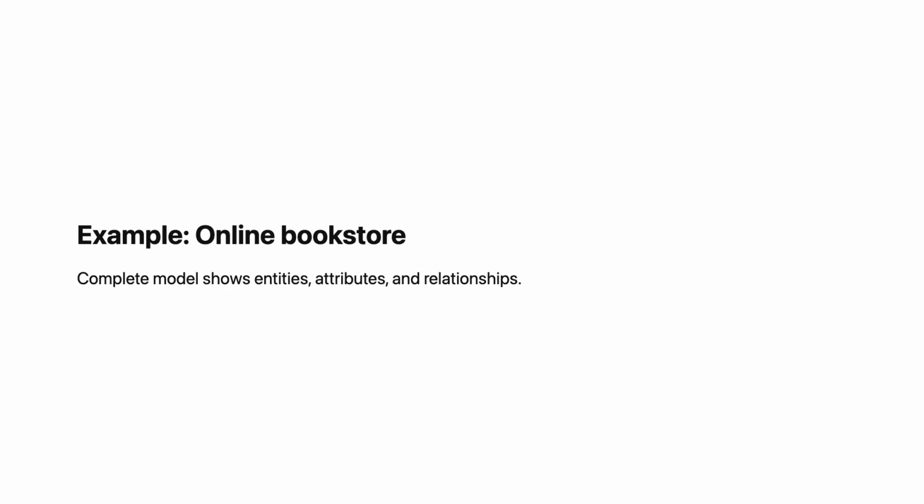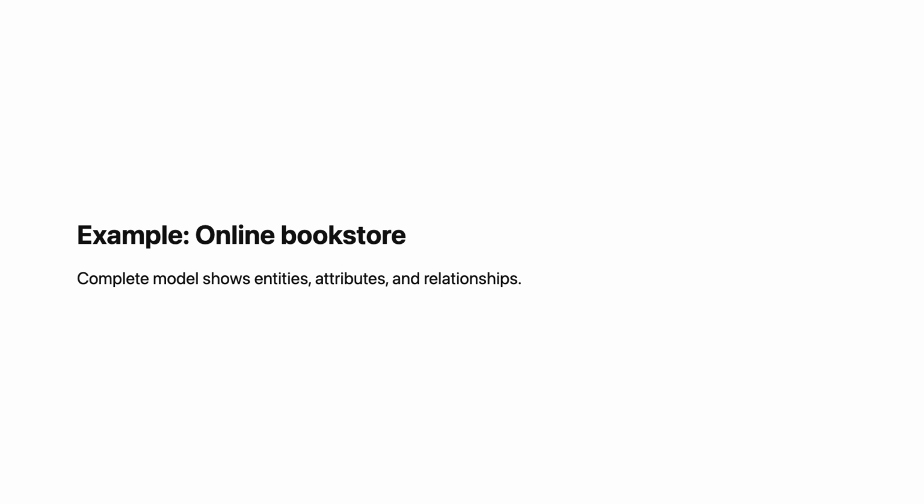Let us model an online bookstore. We need books, authors, customers, orders. A book has id, title, price, publication year, author. We reference author by ID. An author has id and name, biography. A customer has id and name. Address is a composite: street, city, postal code, country.